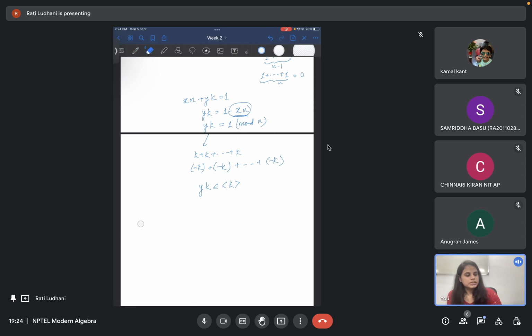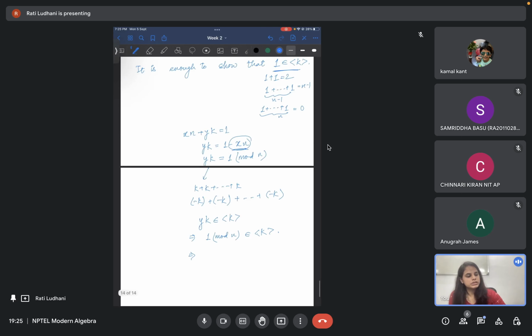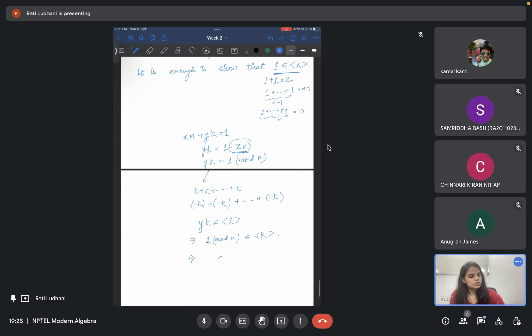Okay, so this is there, and yk is turning out to be 1 mod n, or you can write 1 directly now. So this belongs to k. So if 1 is there, then as you have proved, the full set will be there. So k is equal to Zn. Is that okay? Yes, ma'am.